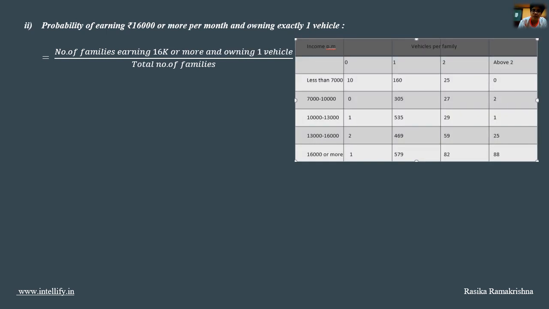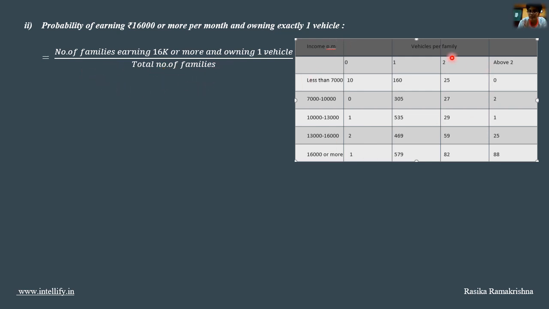Alright. So let's go to subdivision 2. So subdivision 2 asks you to find the probability of earning rupees 16,000 or more per month and owning exactly 1 vehicle. So this is exactly going to be the event. The event is earning 16,000 or more per month and owning exactly 1 vehicle. Alright, so you know that this probability is given by the number of families earning 16k or more per month and owning 1 vehicle, which is nothing but the number of trials in which the event has occurred, divided by the total number of trials, which in this case is going to be the total number of families.